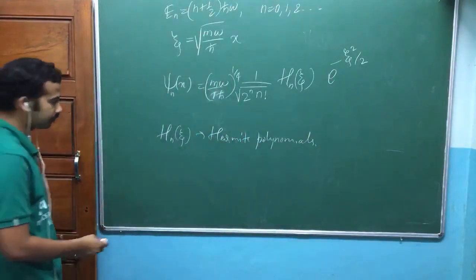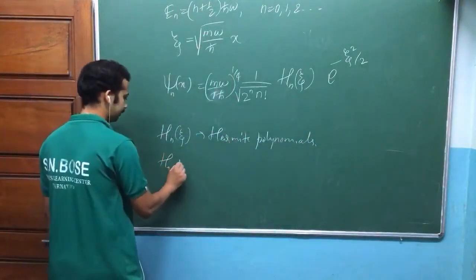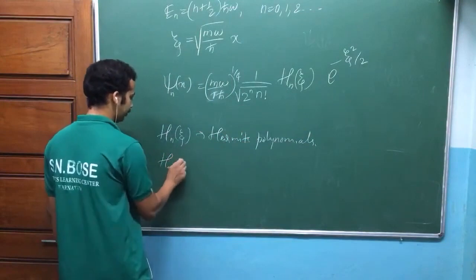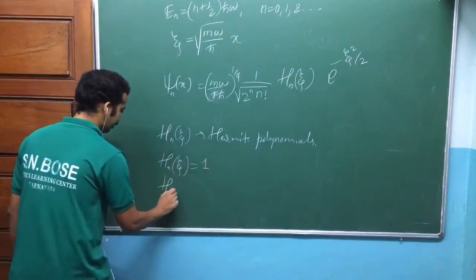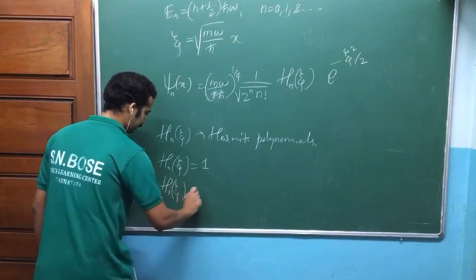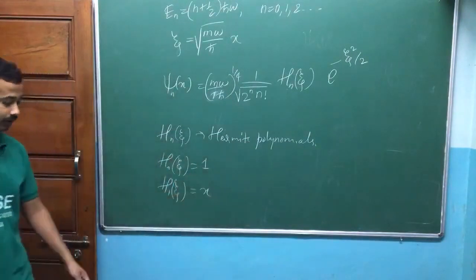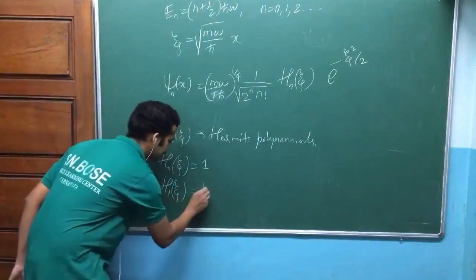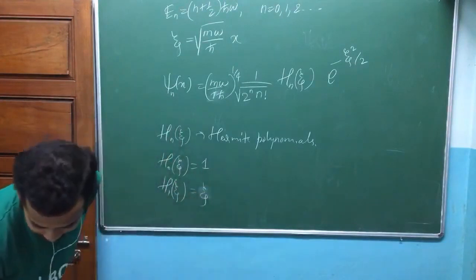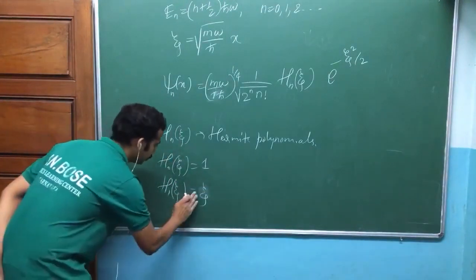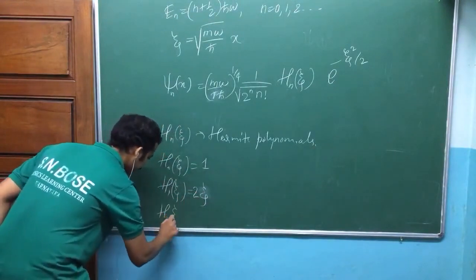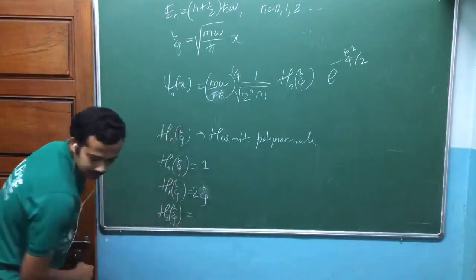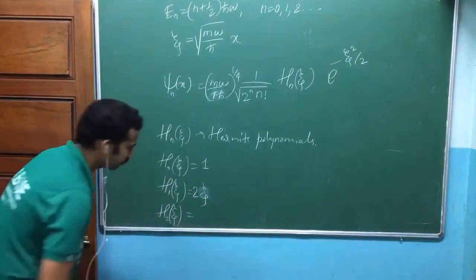Let me just give some Hermite polynomials. H naught of xi is equal to 1. H1 of xi is equal to, sorry, 2 xi. H2 of xi is equal to 4 xi square minus 2.